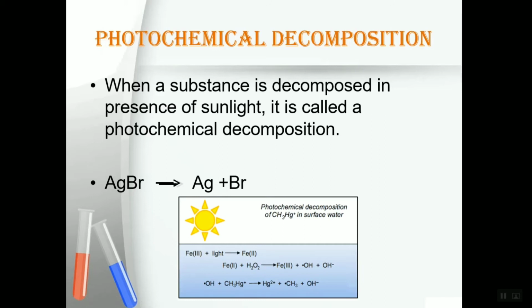Next, photochemical decomposition. When a substance is decomposed in the presence of sunlight, it is called photochemical decomposition. The name indicates photochemical. Silver bromide, AgBr, decomposes to Ag plus Br because of the sunlight.